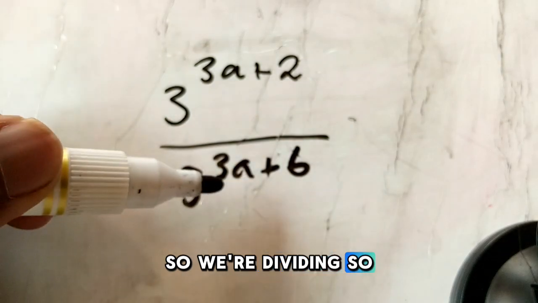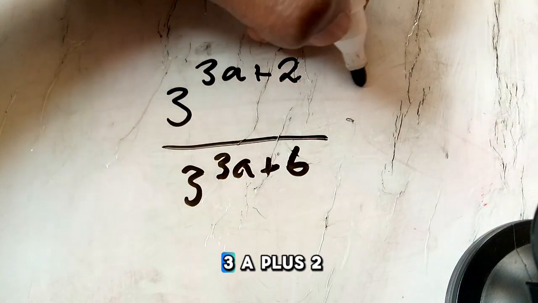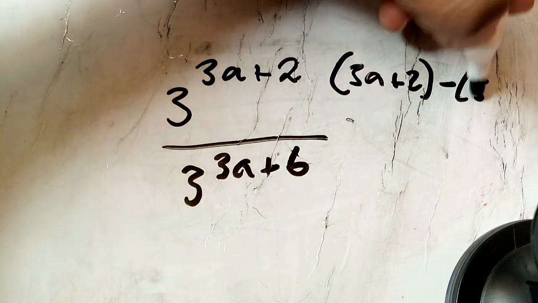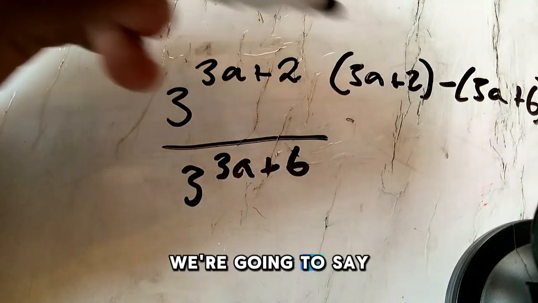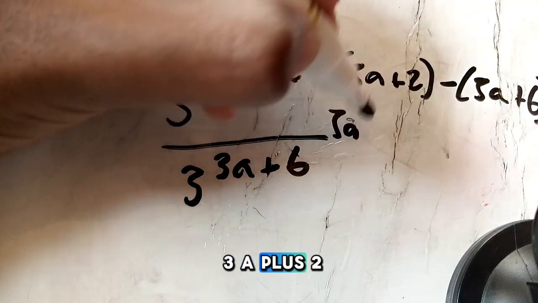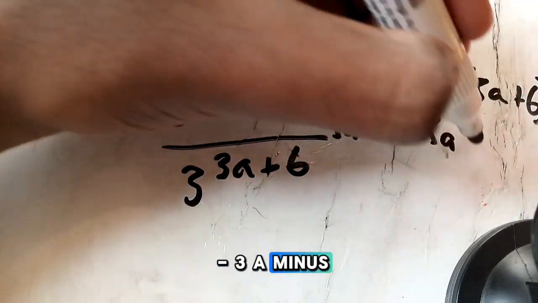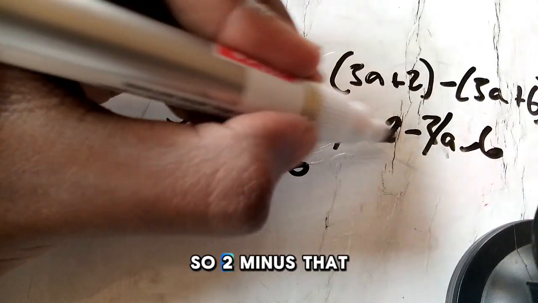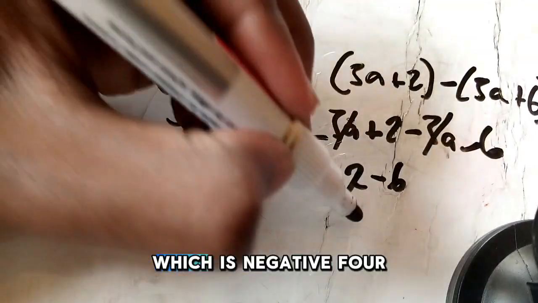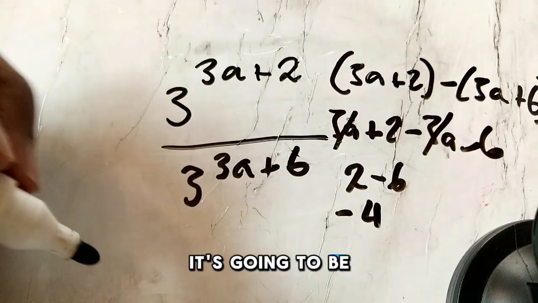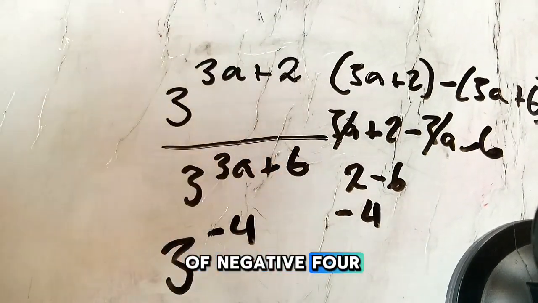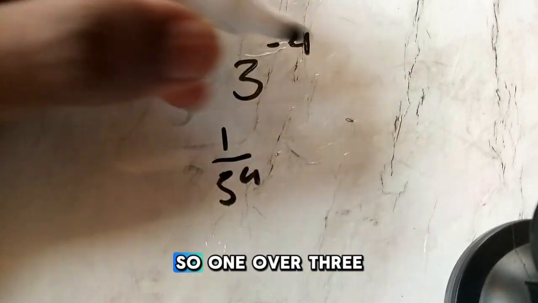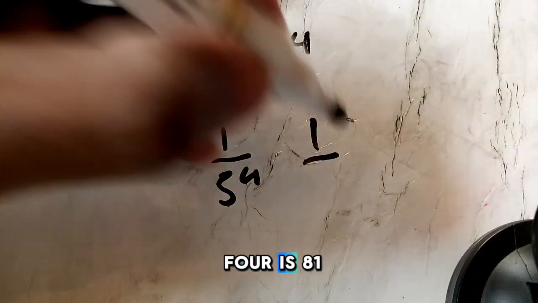So now we know this is over that. We're dividing, so we just subtract. It's going to be 3a plus 2, minus the bottom part, 3a plus 6. Then the 3a and that 3a are like terms, so they cancel. So 2 minus 6 is negative 4. So it's going to be 3 to the power of negative 4. So, inverse: it's going to be 1 over 3 to the power of 4, which is 1 over 81.